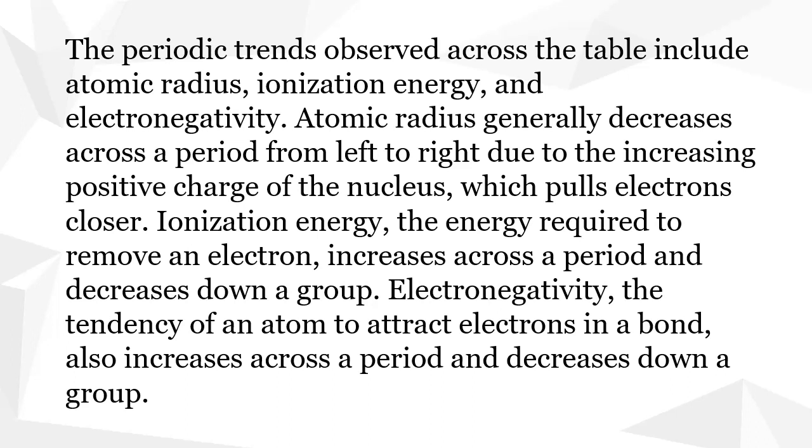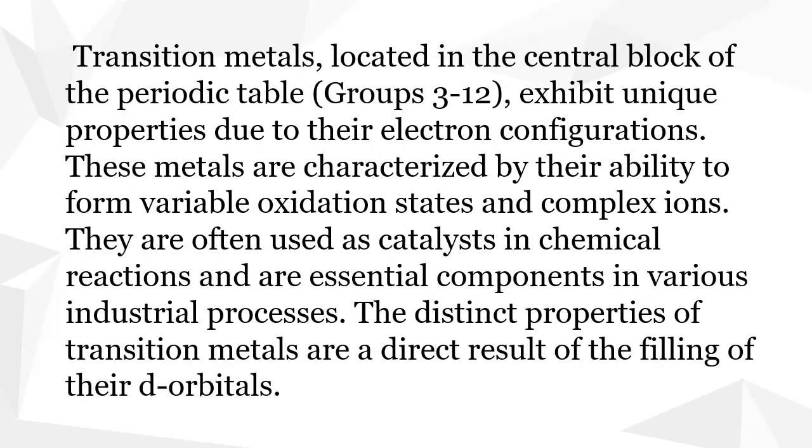Atomic radius generally decreases across a period from left to right due to the increasing positive charge of the nucleus, which pulls electrons closer. Ionization energy, the energy required to remove an electron, increases across a period and decreases down a group. Electronegativity, the tendency of an atom to attract electrons in a bond, also increases across a period and decreases down a group. Transition metals, located in the central block of the periodic table, groups 3 to 12, exhibit unique properties due to their electron configurations.